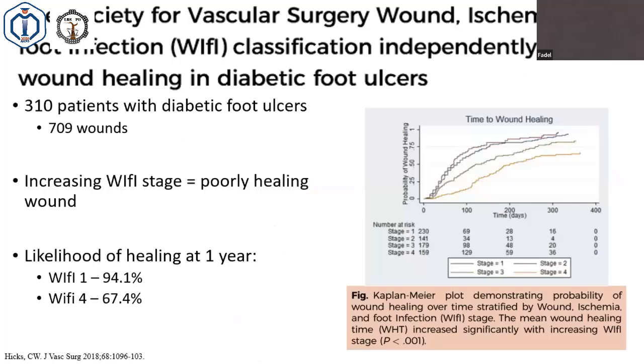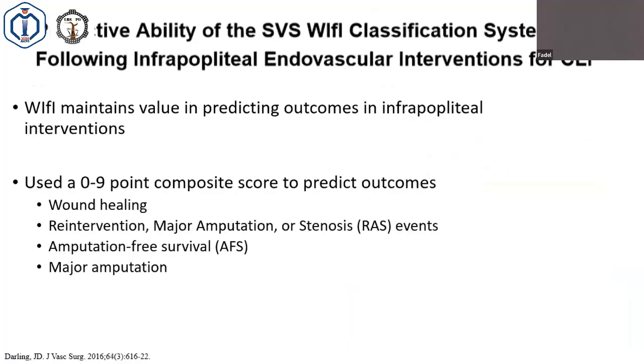Hicks et al. in 2018 further took the WIfI classification, showing that it independently predicts wound healing in patients with foot ulcers. They had 310 patients with 709 wounds, and they showed that, as you would expect, increasing WIfI stage correlates with poorly healing wounds. Likelihood of healing in a 1-year time period, if you're WIfI 1, 94%, WIfI 4, 67.5%.